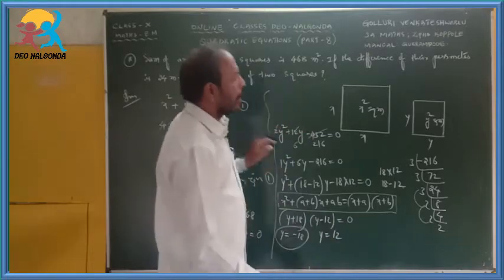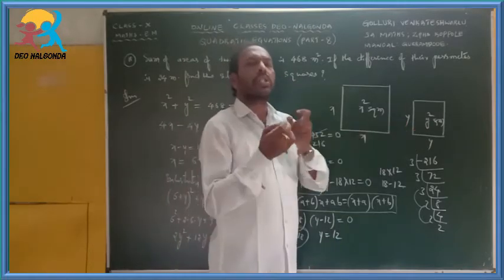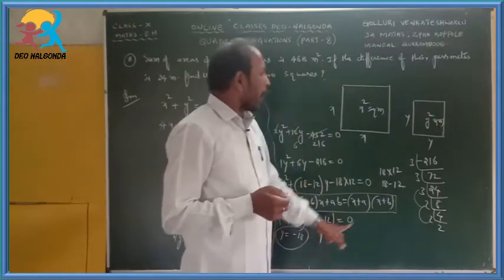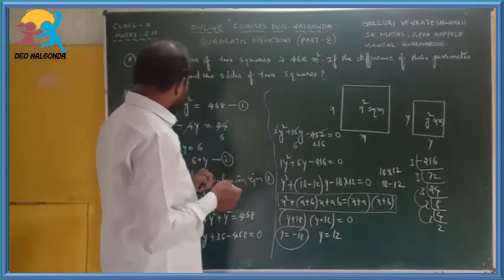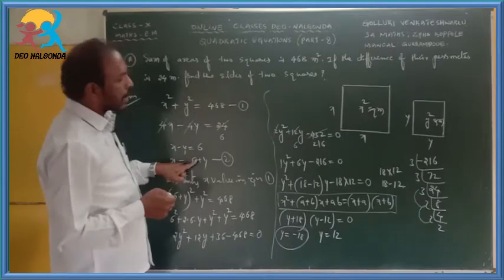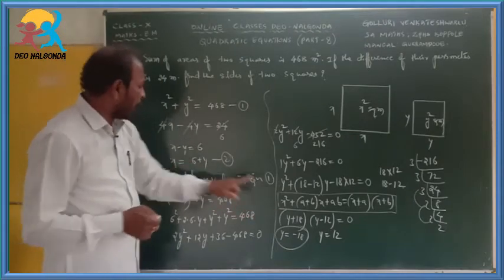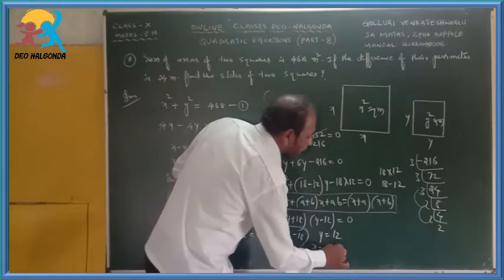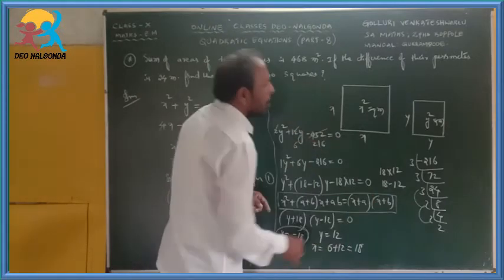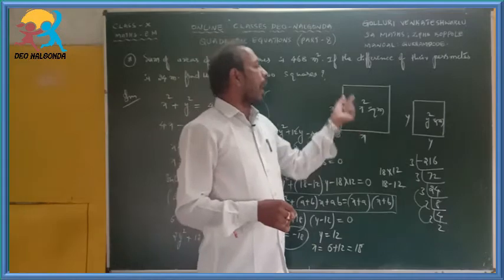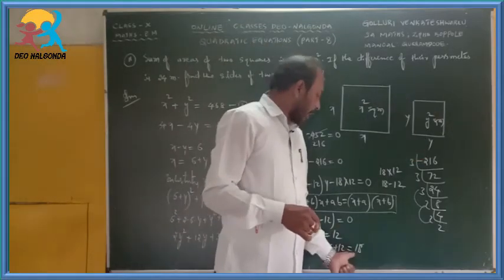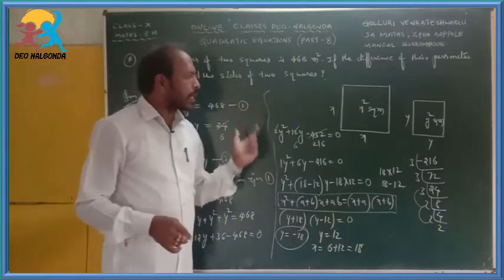y is equal to 12 means the length of the shorter square is 12 meters, and according to the earlier relation x is equal to 6 plus y, where y is equal to 12, then x is equal to 6 plus 12, that is 18. So the side of the larger square is equal to 18 meters and the side of the smaller square is equal to 12 meters. Here it is, the first problem.